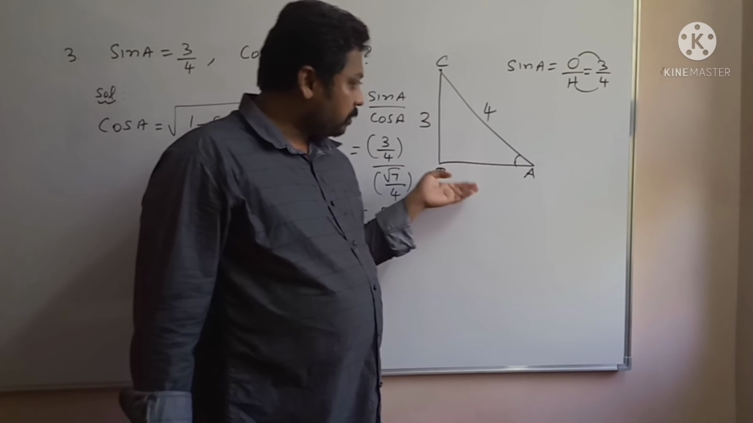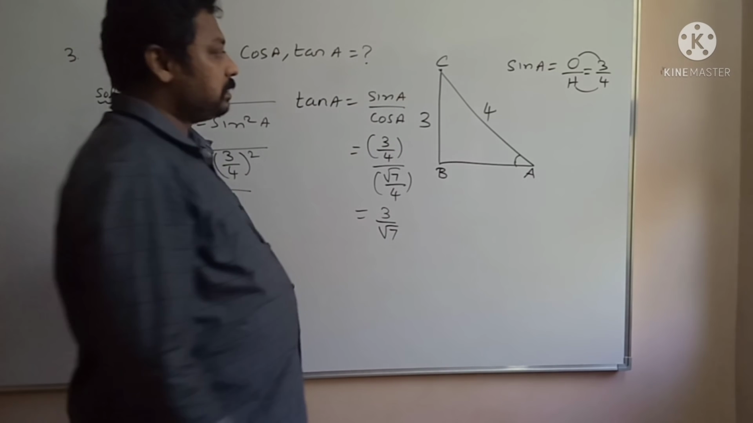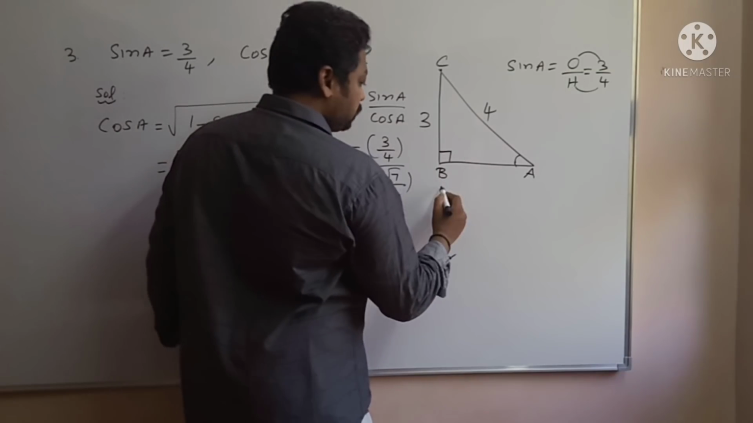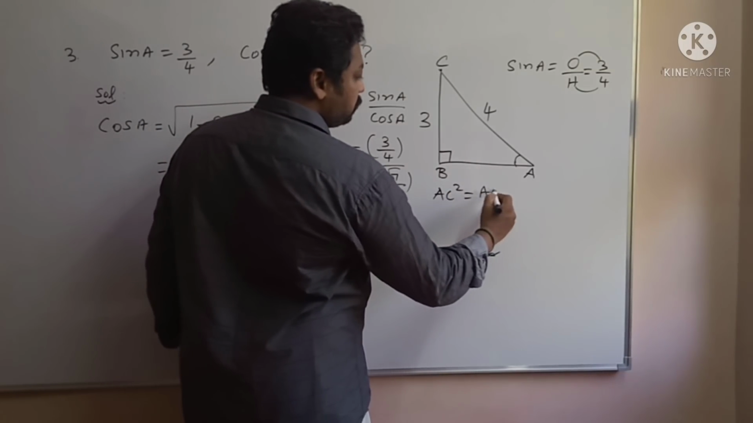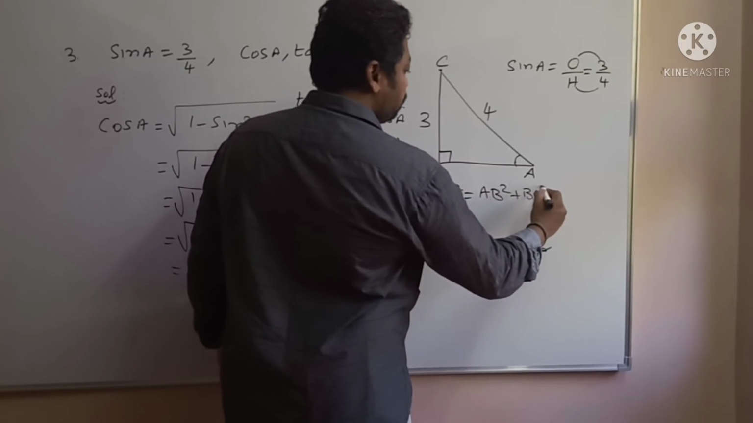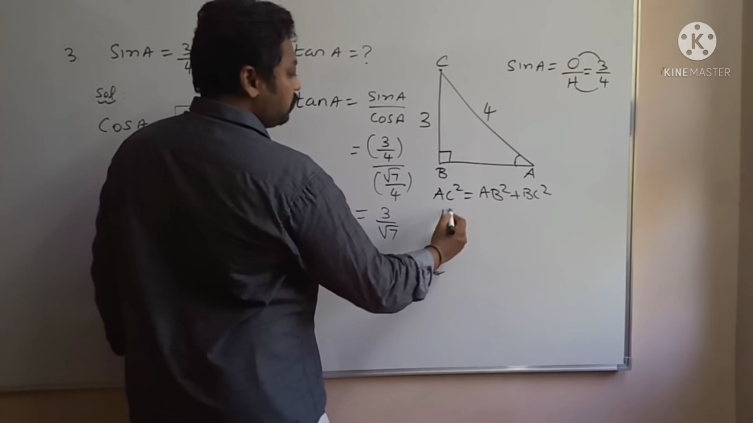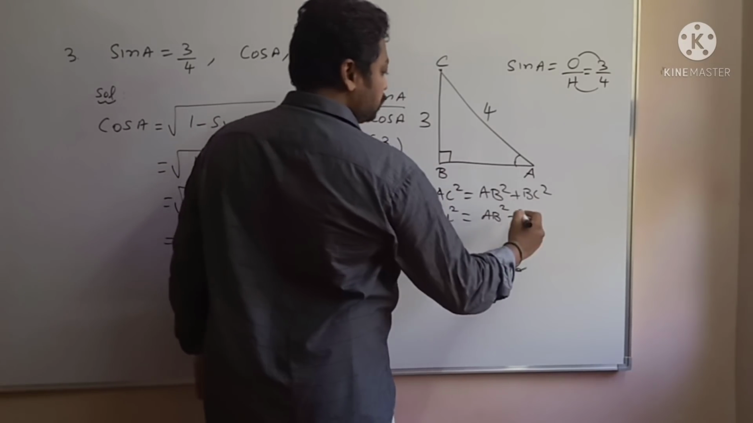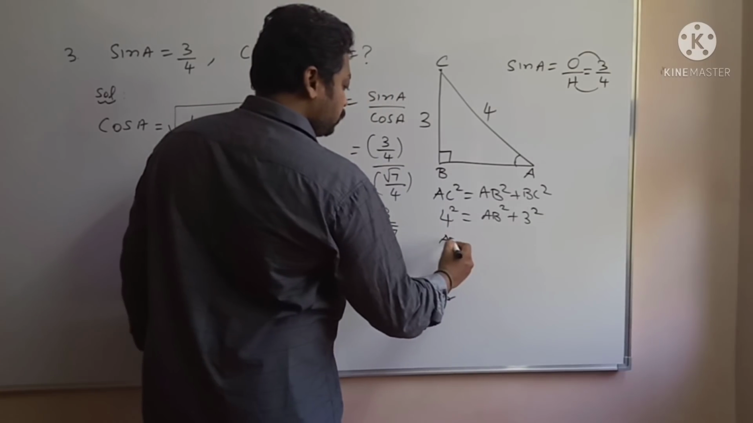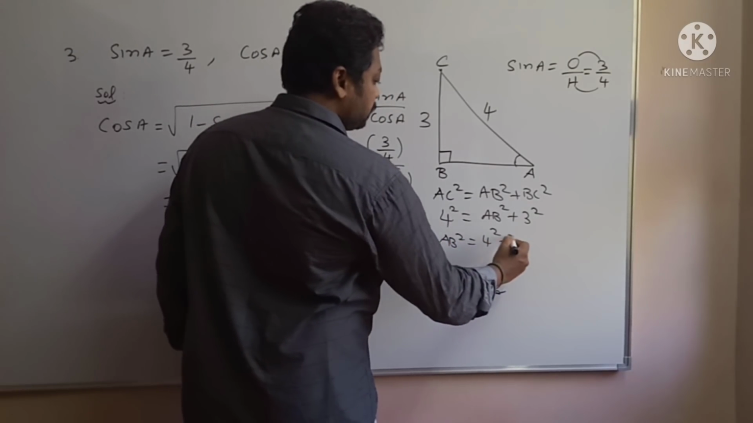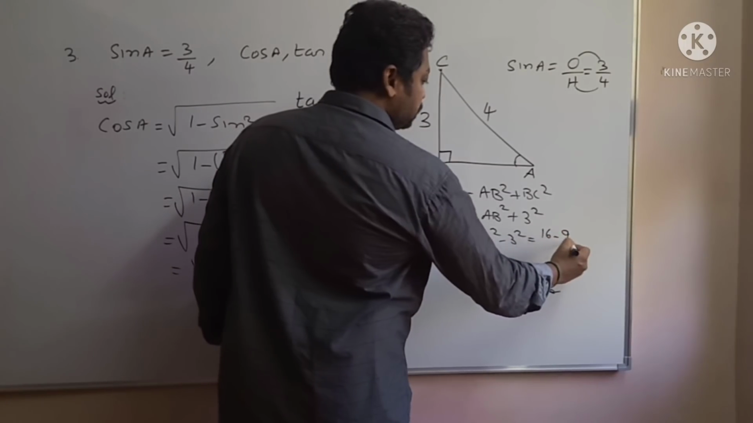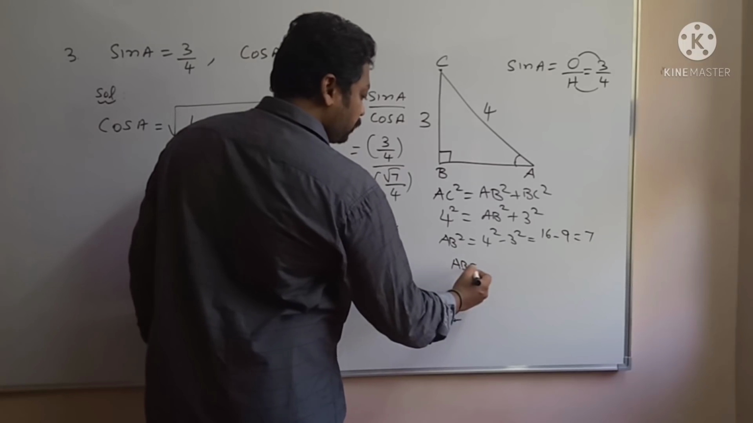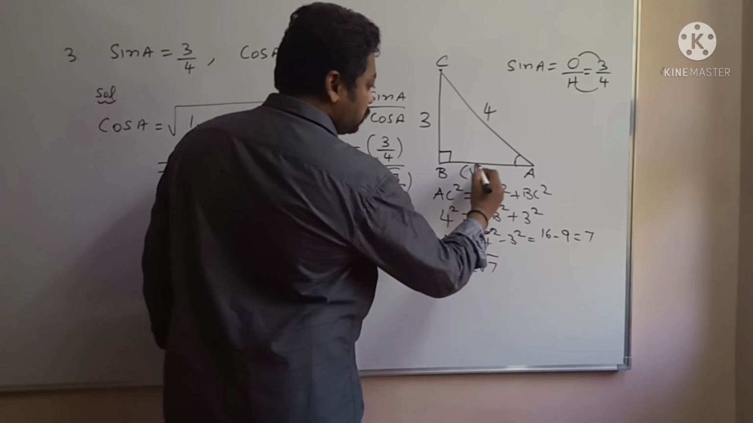Now we don't know AB, so we will find AB using the Pythagoras theorem. Since this is 90 degrees, we can apply the Pythagoras theorem. So AC square is equal to AB square plus BC square. What is AC? 4. So 4 square is equal to AB, which we don't know, plus BC, which is 3. So AB square is equal to 4 square minus 3 square, that is 16 minus 9, which is equal to 7. So AB square is equal to 7, so AB is root 7.